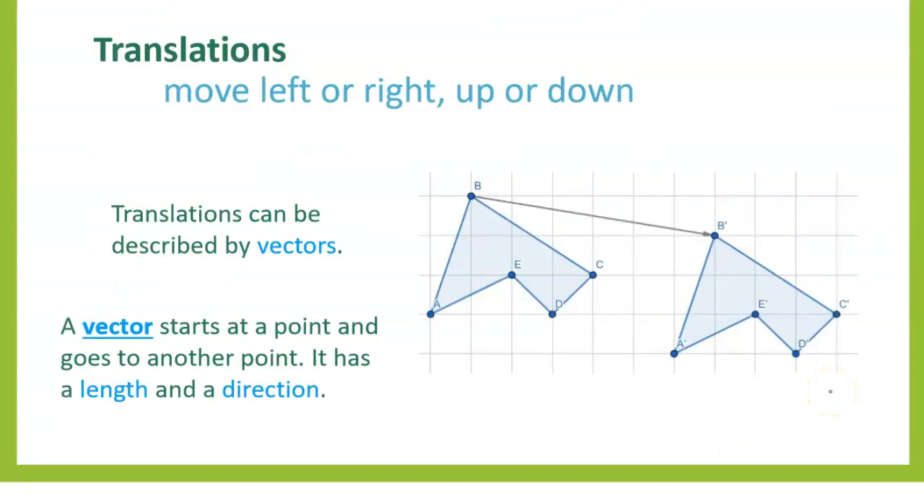Now, one way we can describe translations is with something called a vector. A vector is essentially a line segment. It has a distance between 2 points, connects 2 points. But the difference between a vector and a line segment is that a vector has direction. So you see there's a little arrow here. That tells us that the vector is this long and it goes in this direction.